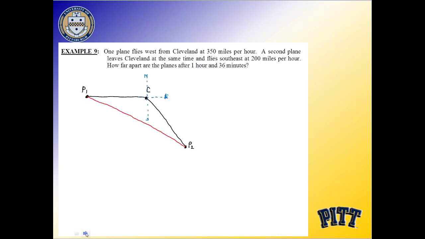So I draw a figure of this. You see a little compass there. I have Cleveland at the middle there. I have the first plane going due west. I have the other plane going in a southeast direction.